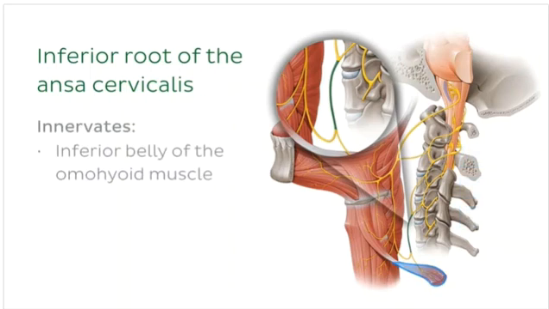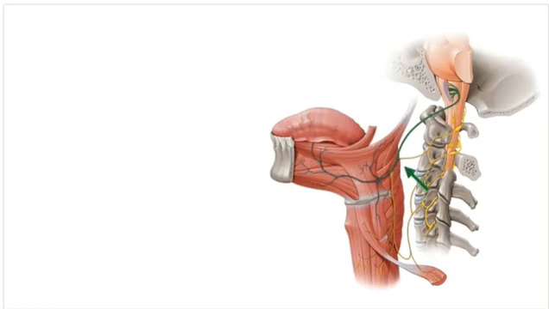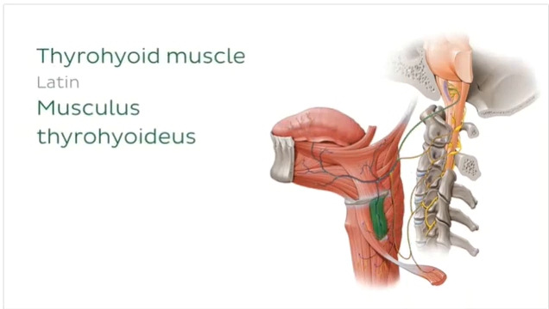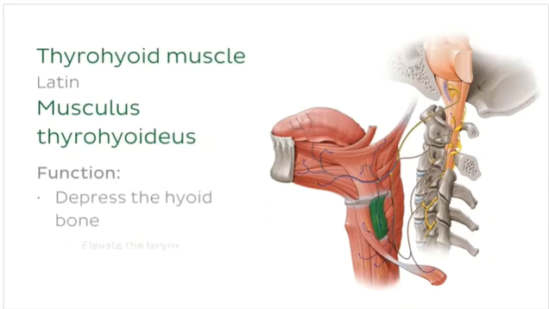Getting back to the hypoglossal nerve, after its branch to the ansa cervicalis, it continues anteriorly, soon giving off another branch known as the nerve to the thyrohyoid muscle, which, true to its name, provides motor nerve supply to the thyrohyoid muscle like we see in this image here. And the role of this muscle is to depress the hyoid bone and to elevate the larynx.